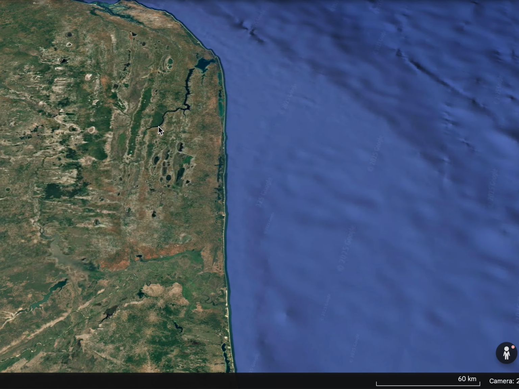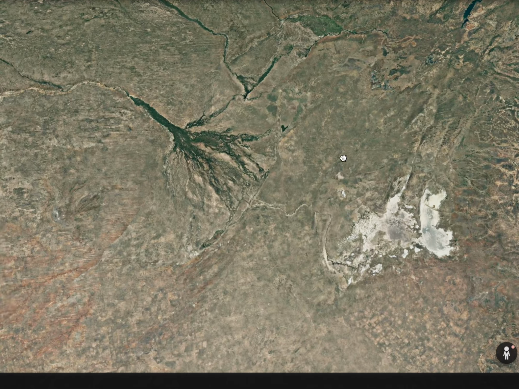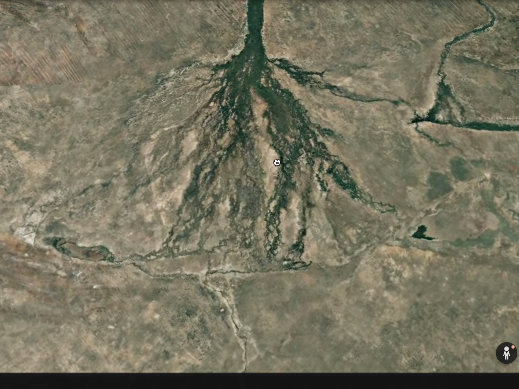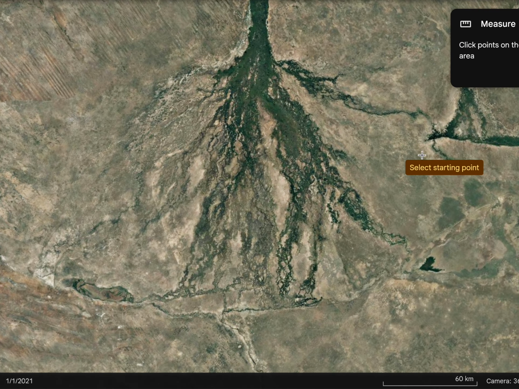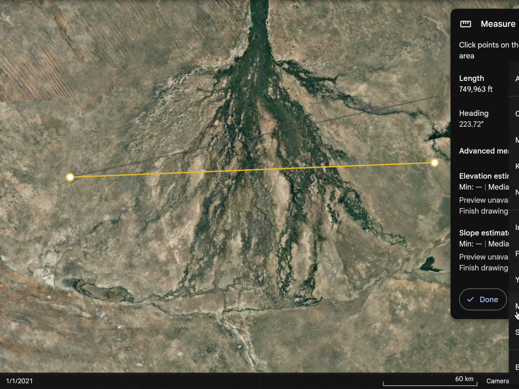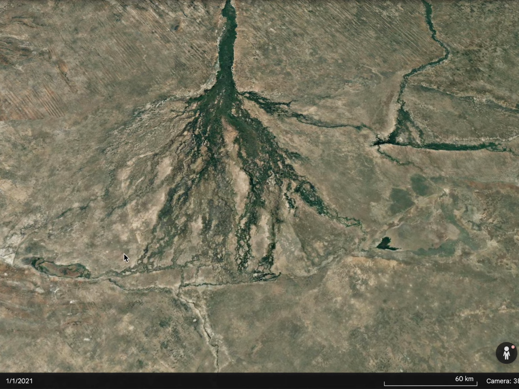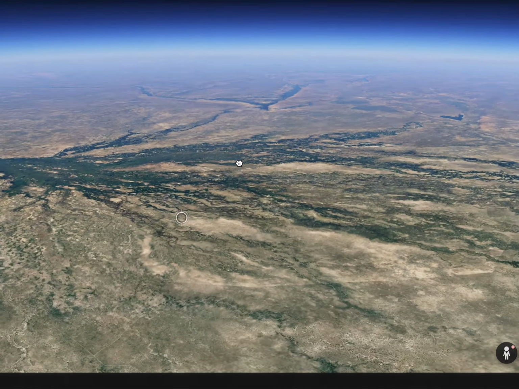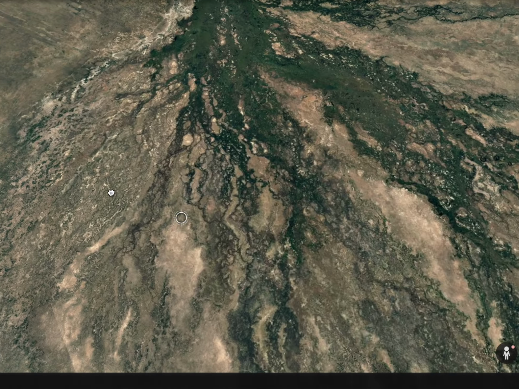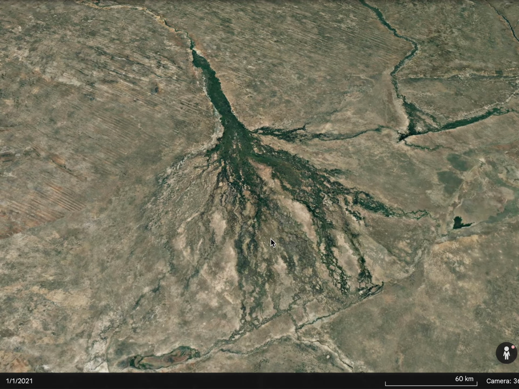Now let's check out this guy here. What is this? Well, this is a big old alluvial fan that is about 140 miles wide. Kind of hard to estimate its size, but it looks like it spreads out right along here. Now, how does this form? Well, given how shallow the gradient is, that proves that it formed completely underwater.